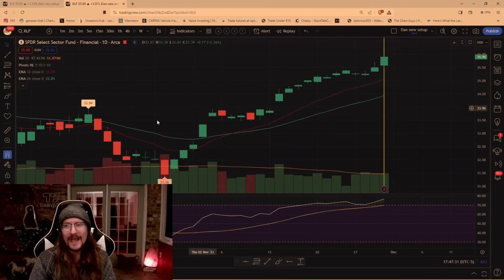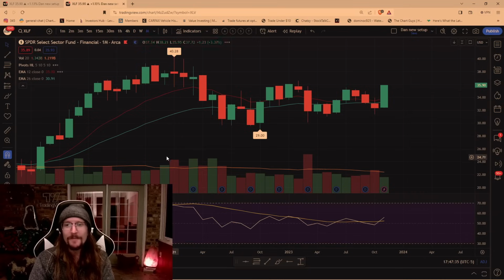XLF, again, just daily bull flag follow through. This is the monthly equilibrium breaking bull. We are now at the highest level that we've seen in 8 months. We're testing 36.59. We're currently 2% away from that level.